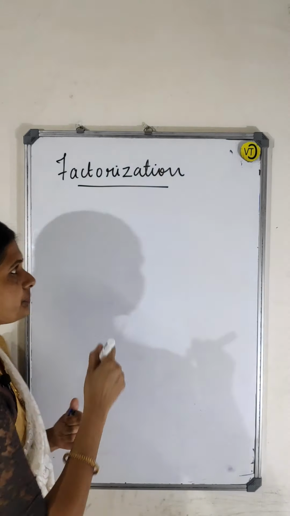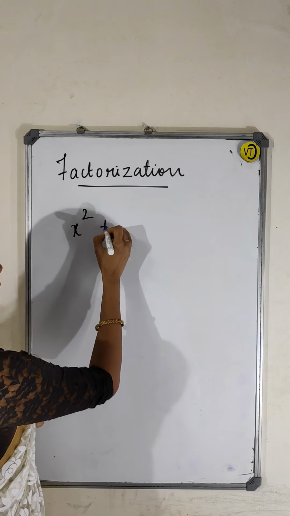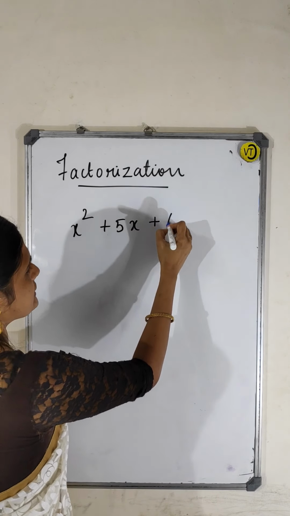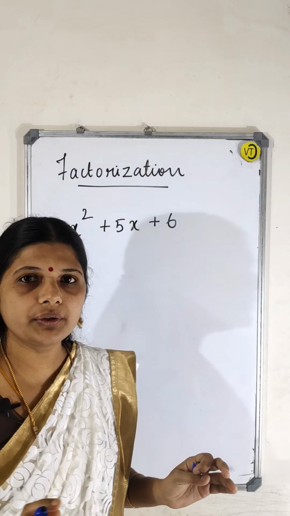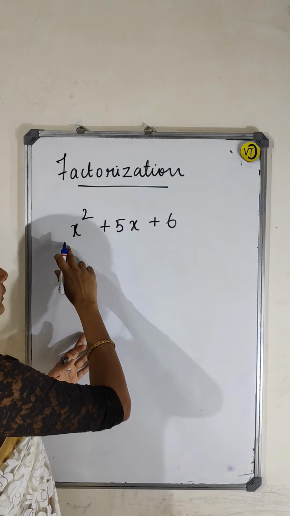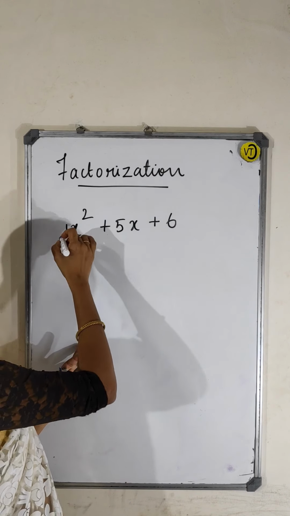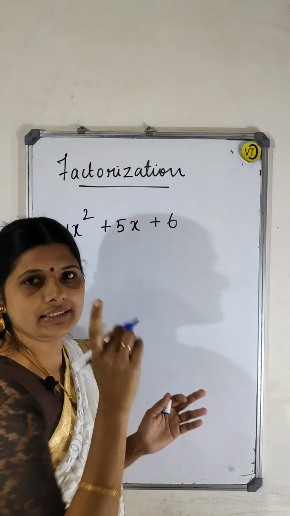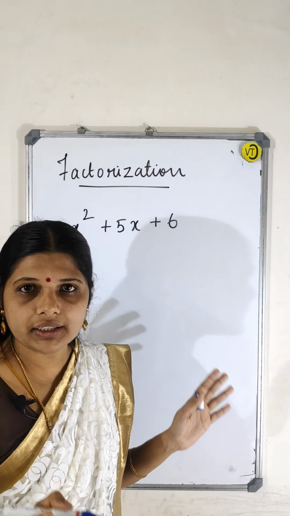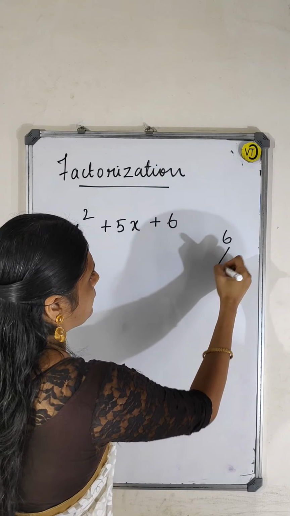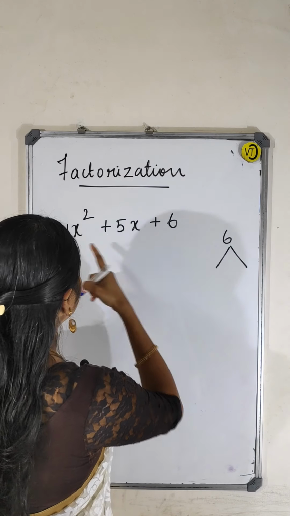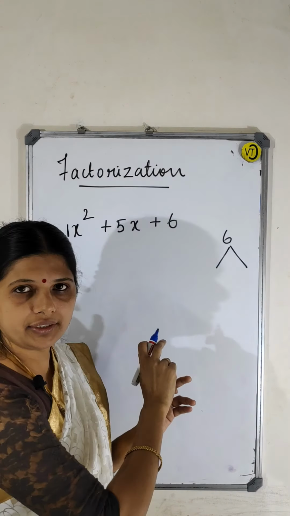Now x square plus 5x plus 6 is there. So how can you normally do the factorization here? The coefficient of x square is 1. 1 into 6 is 6. It is the splitting the middle term method, right? So 1 into 6 is 6. I have to write the factors.